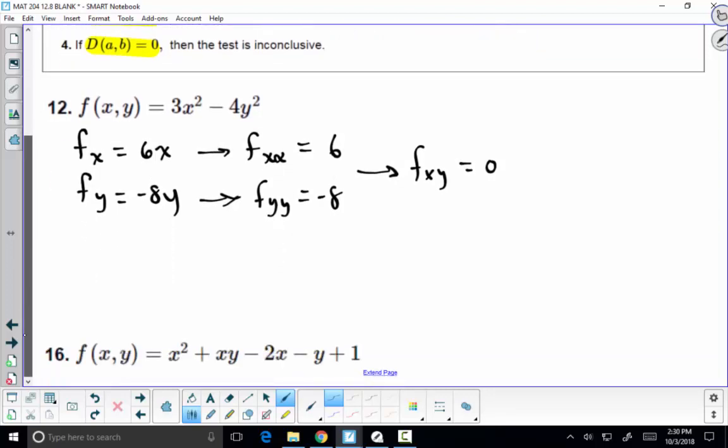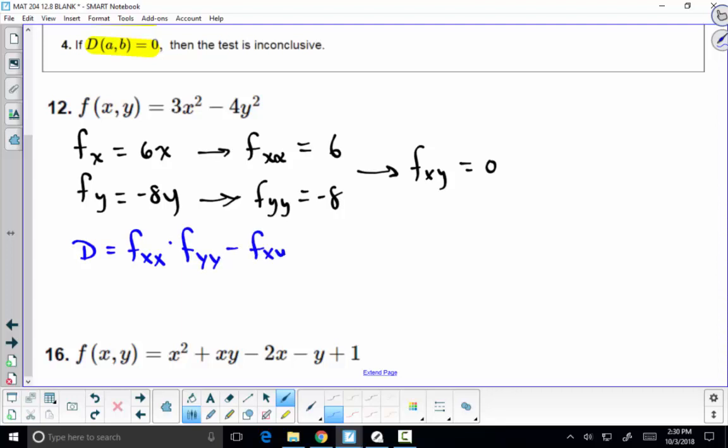So now we can build our D. D is equal to f sub xx multiplied by f sub yy, subtracted by f sub xy squared. And we're going to evaluate that D at any critical point. So let's identify our critical points before we start plugging anything in. I guess we need those first. Critical points are where the first partials are simultaneously 0 or where one of them is undefined.